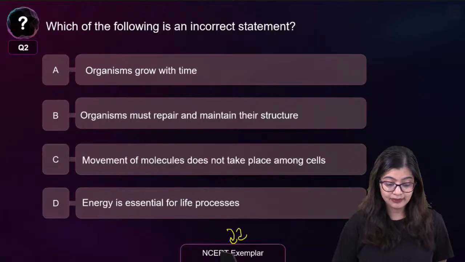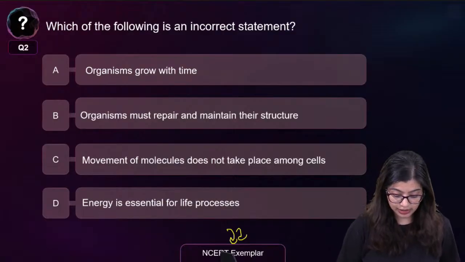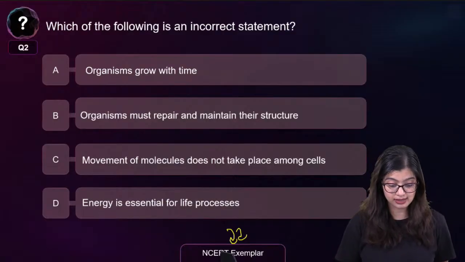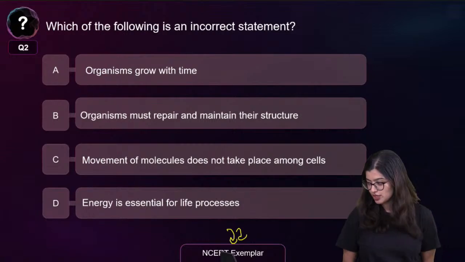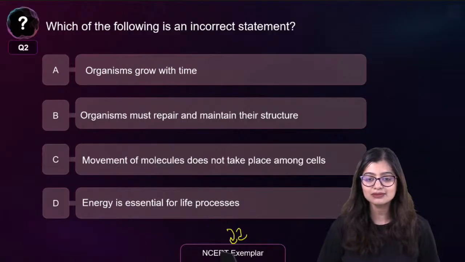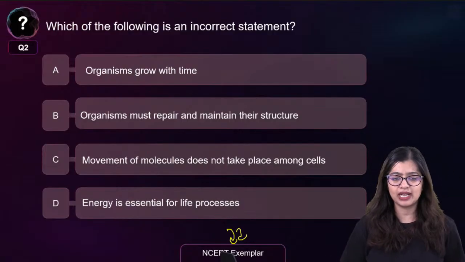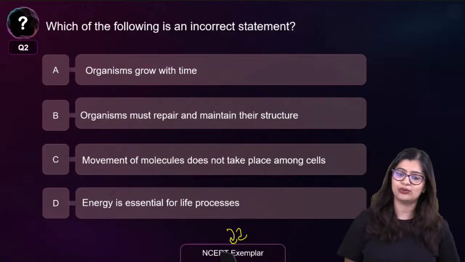Organisms will grow with time. Organisms must repair and maintain their structure. Movement of molecules does not take place among cells. Or we know that energy is essential for life processes. So which among the following is correct? This should be very simple and easy. Very, very simple, easy peasy question for all of you.